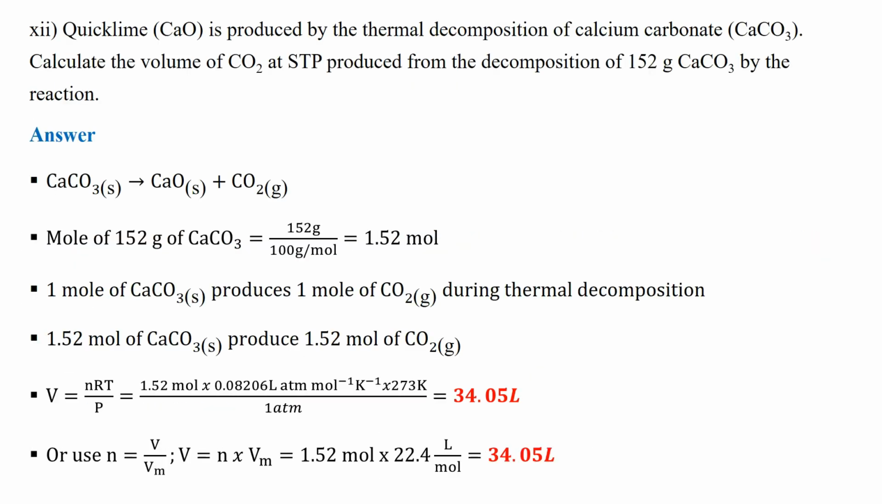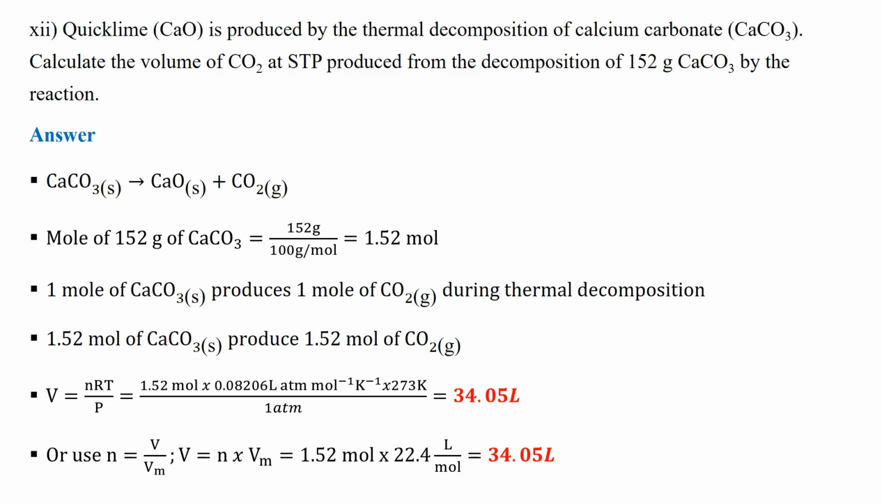Next question, quicklime, calcium oxide, is produced by the thermal decomposition of calcium carbonate. Calculate the volume of carbon dioxide at STP that will be produced from the decomposition of 152 grams of calcium carbonate by the reaction. So the reaction is given, so that means that the calcium carbonate is decomposed to calcium oxide plus carbon dioxide. That means that we can calculate the number of moles of carbon dioxide produced from 152 grams of calcium carbonate.